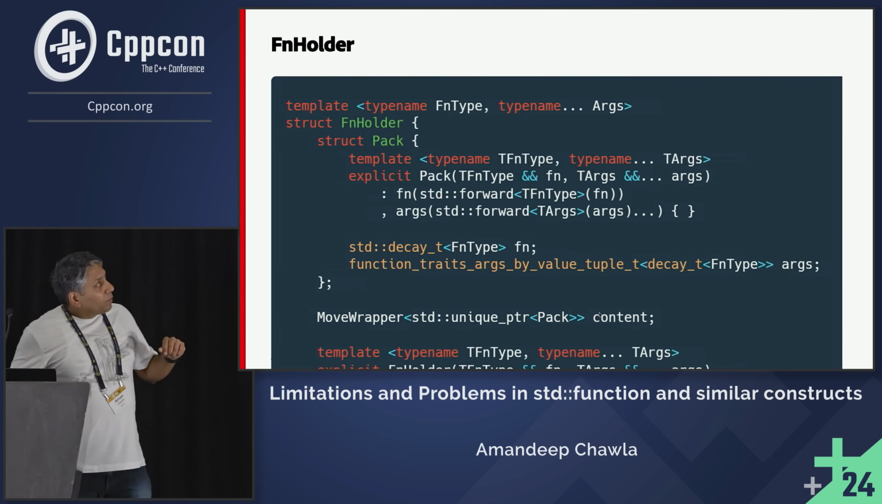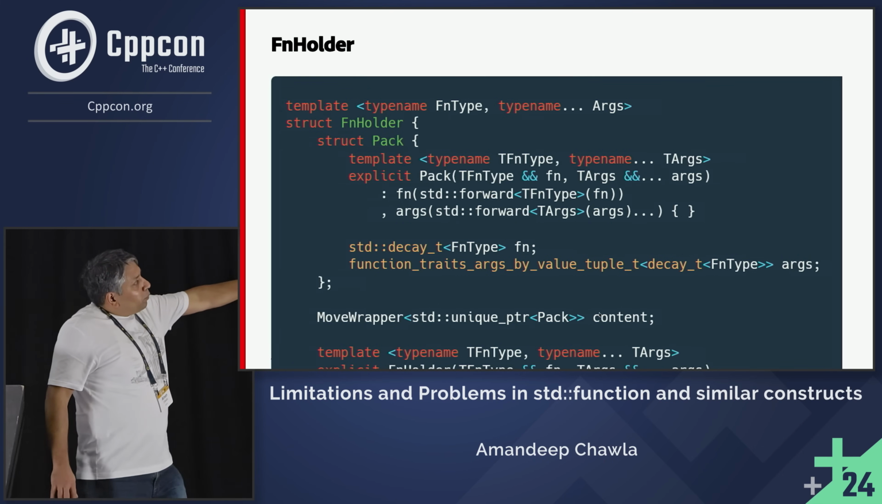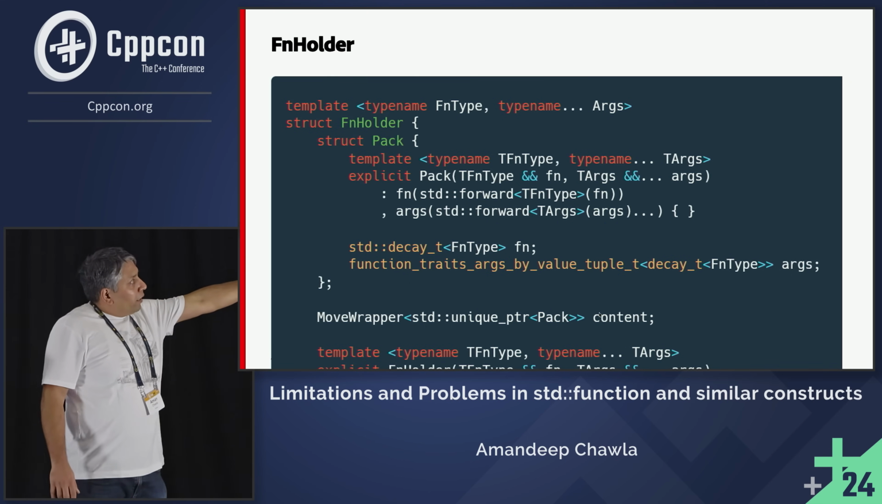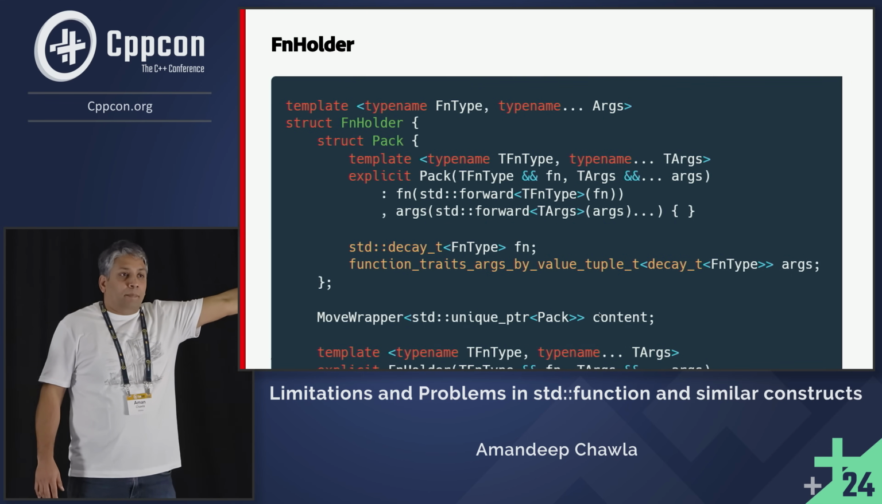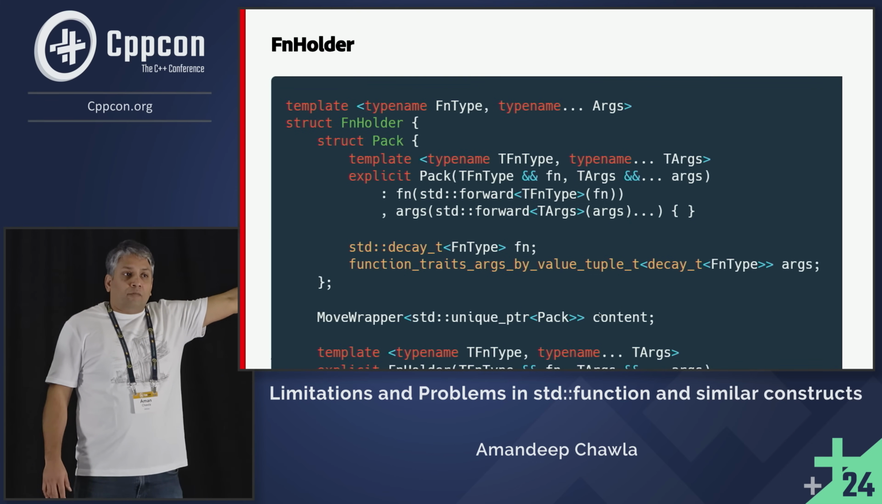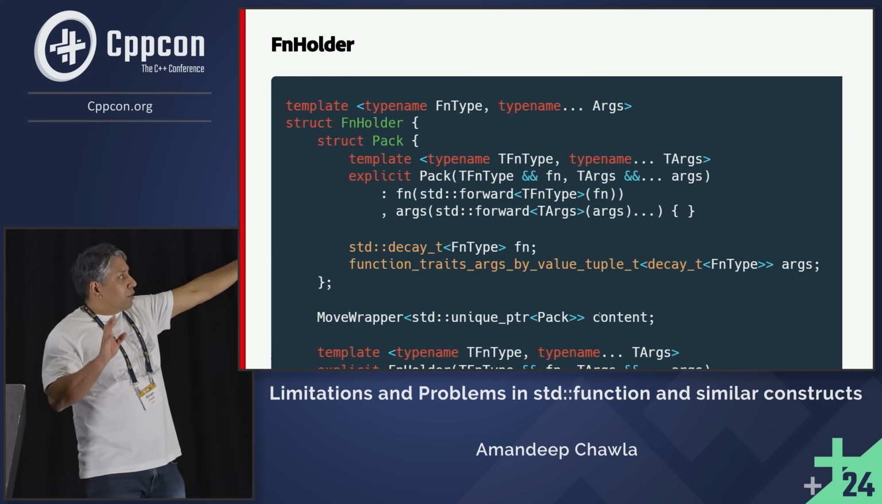So to solve that, what I did is I had a function holder and it is parameterized on the function type. It is just parameterized on the function type. Arguments are just what it is storing.